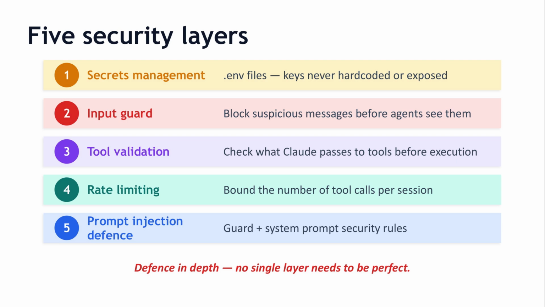Here are the 5 layers we're adding. First, secrets management. Move your API keys from raw exports to .env files. Second, an input guard. A non-LLM node that checks user input for prompt injection patterns before the agents see it. Third, tool argument validation. Check what Claude passes to your tools before executing them. Fourth, rate limiting. Count tool calls per session and block after a limit.